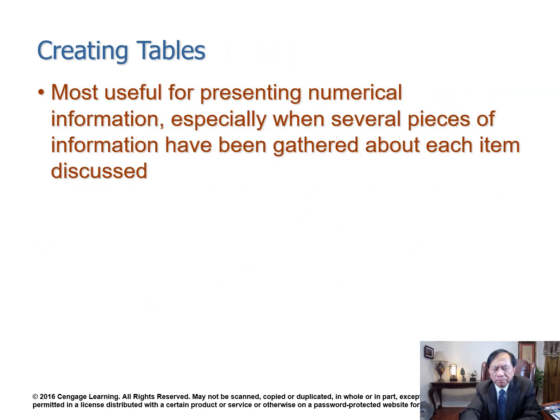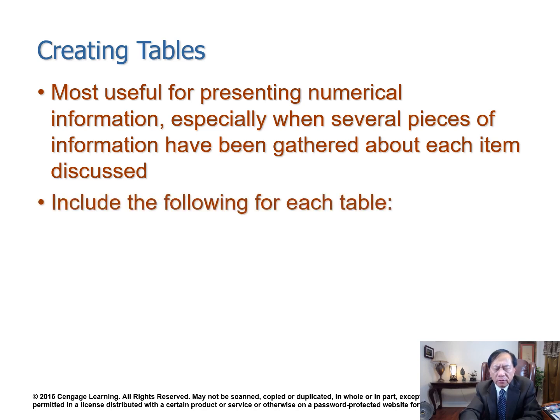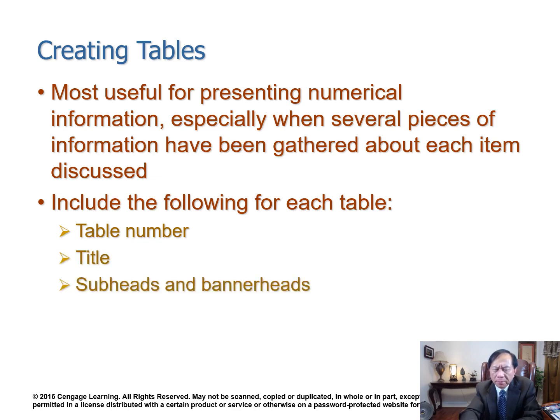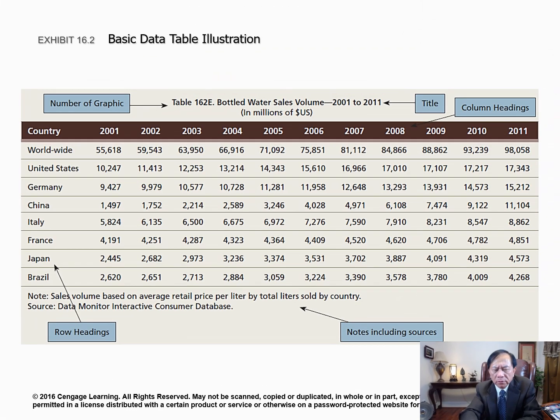Creating tables. Tables are most useful for presenting numerical information, especially when several pieces of information have been gathered about each item discussed. Okay, it includes the following for each table: the table number, title, subheads and banner heads, and notes. You need the source notes.